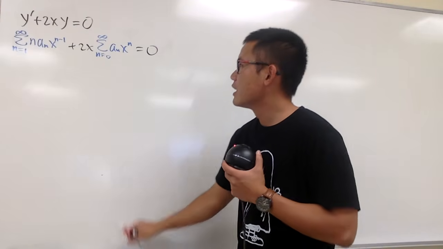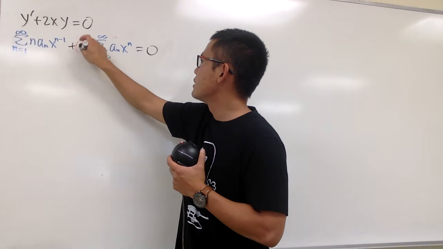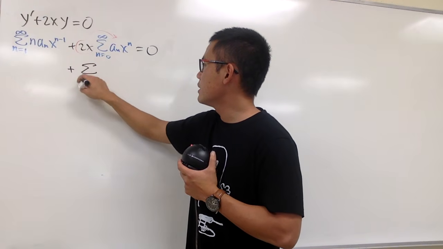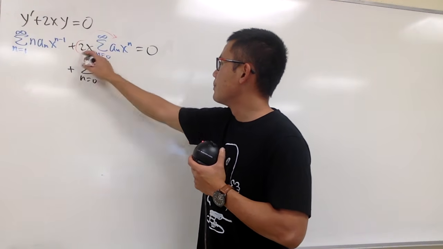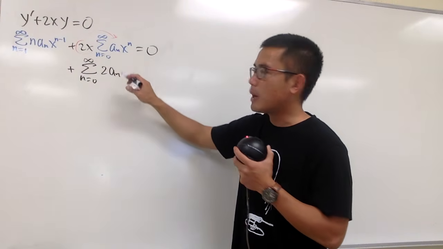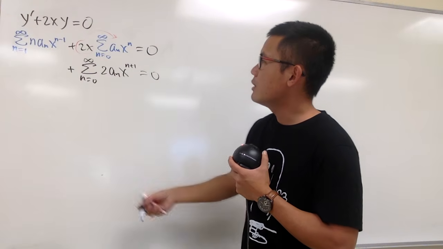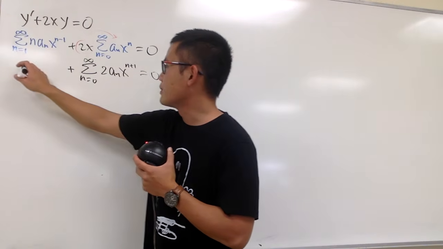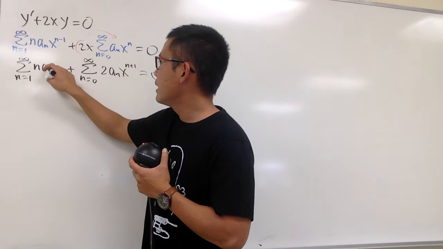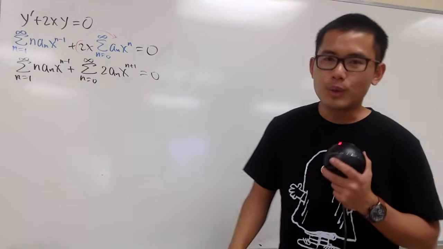As we can see, here we have 2x. We can, of course, multiply this with that. So let's get to work for this. We will be adding this with the sum when n goes from 0 to infinity of 2 a_n, and then x to the first power times x to the nth power is x to the n plus 1 power. And this is equal to 0. And we should also write this down, right? So let me just put that down right here as well. n goes from 1 to infinity, n a_n x to the n minus 1. Okay, this is what we're going to do next.